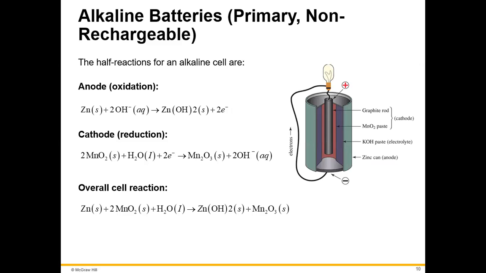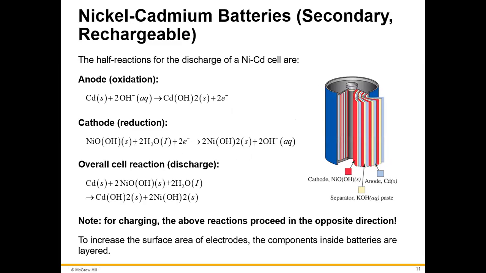All right, so here are some examples for alkaline batteries. Now, I'm not going to make you memorize the anode and cathode reactions. This is just kind of for your knowledge, since you've probably never taken apart a battery. And by the way, I don't recommend doing that. Here are some nickel cadmium batteries. They are secondary batteries. Again, I'm not going to make you memorize the reactions, but just so that you can get an idea for what the inside of the batteries look like.